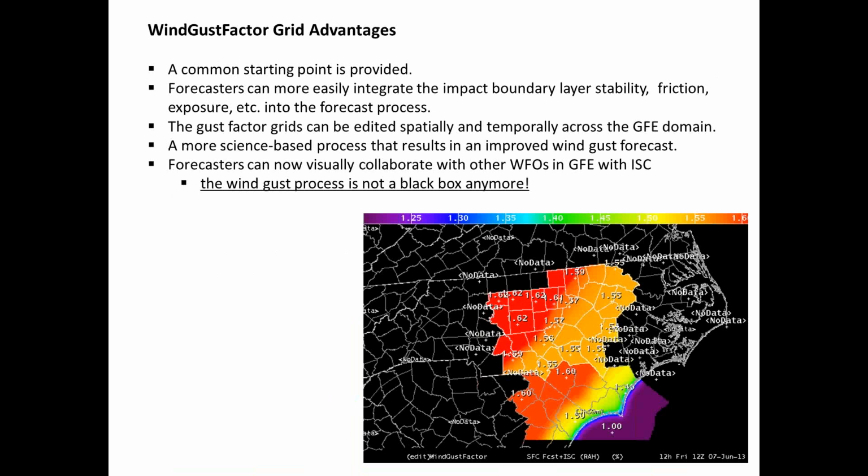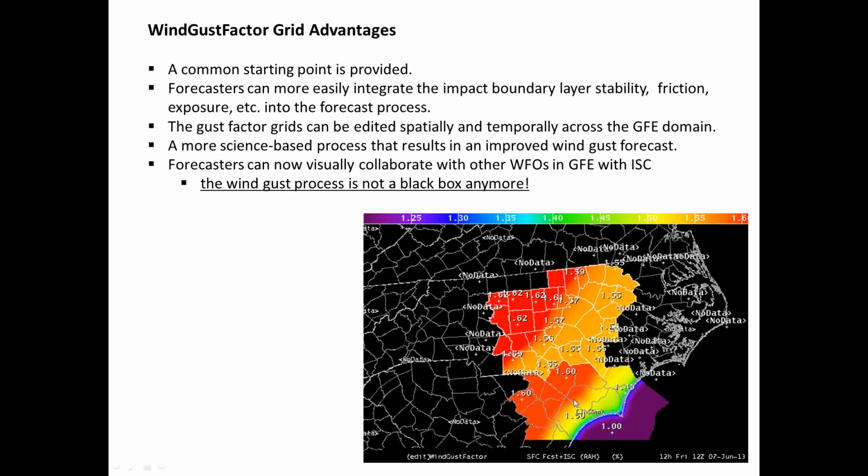So what are some of the advantages of this approach? Well, there's a common starting point that's provided, and that's produced through those regression curves. And then forecasters can now more easily integrate boundary layer stability and other factors into the forecast process, whereas before, many times they would simply use a single value across their entire domain for much of the storm period. The grids provide a more science-based process, and we can now, almost most importantly, collaborate and see what our neighbors are doing. In this example here, Raleigh, in the central part of the map, we can see the gust factors for our neighboring office down in Wilmington.